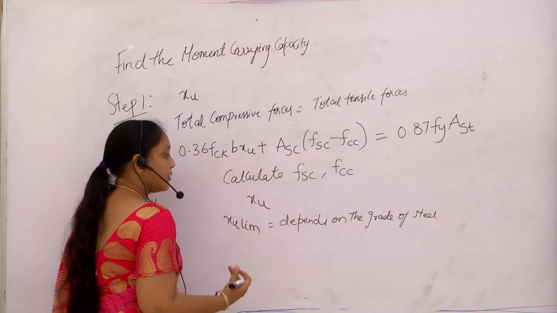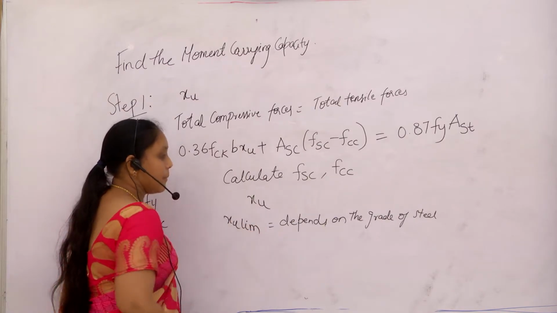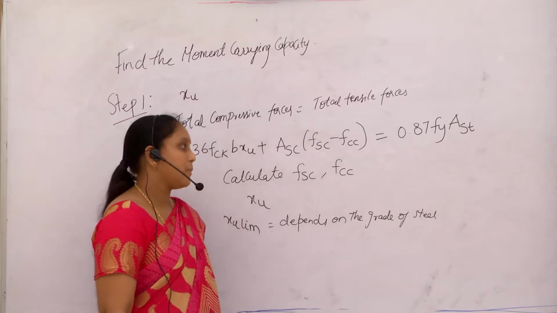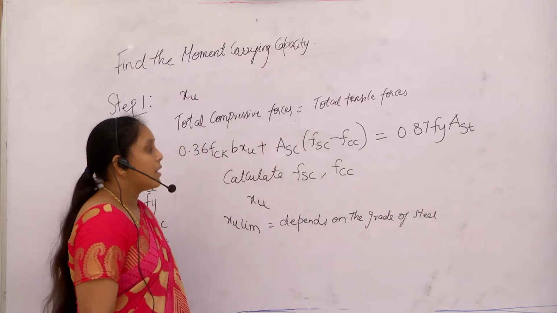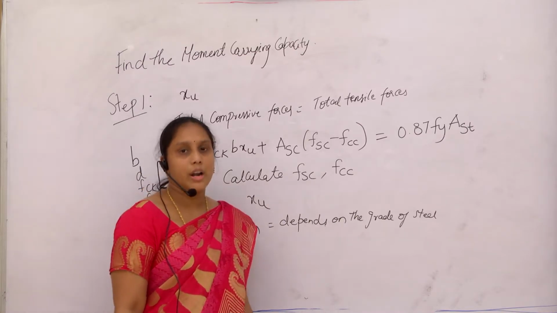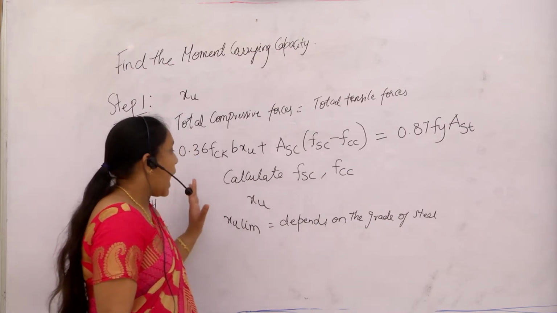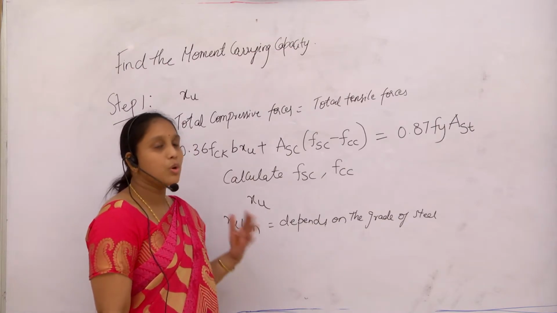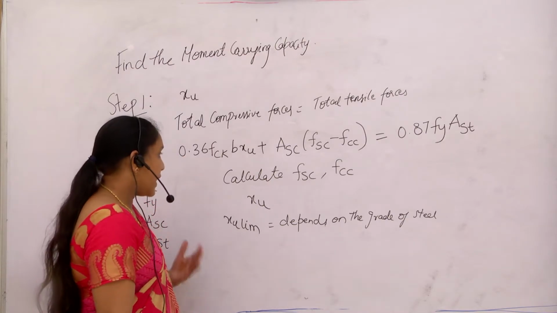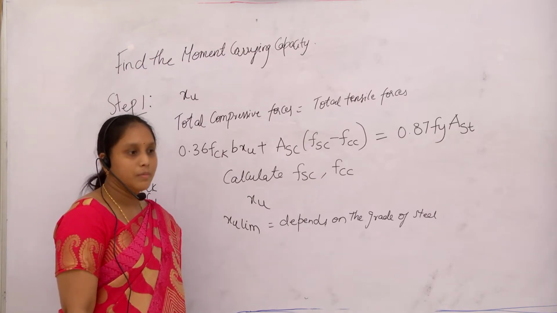So then what you have to do? You have to compare XU and XU limit, and you have to know what type of section it is, whether it is a balanced section, an under reinforced section or an over reinforced section. If it is an over reinforced section, then you have to redesign. So after finding out the type of the section, what is the main thing we have to find out here? That is the moment. So the next step is to calculate the moment.